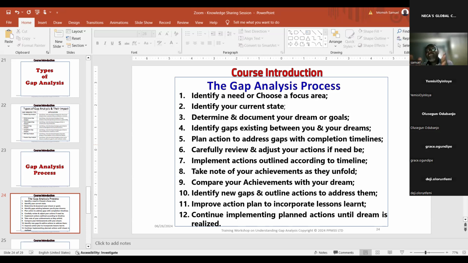Step 6, you now carefully review all the actions you have put against each gap. There must be an action. For each gap you have identified, you must recommend a solution, an action to solve that problem. So at the end of the day, you need to review, take a second look at all the solutions you have provided.